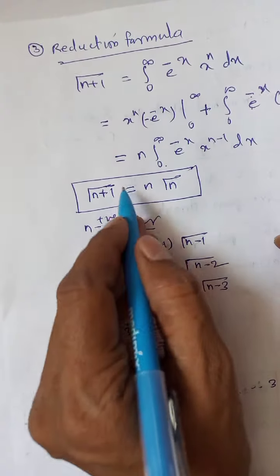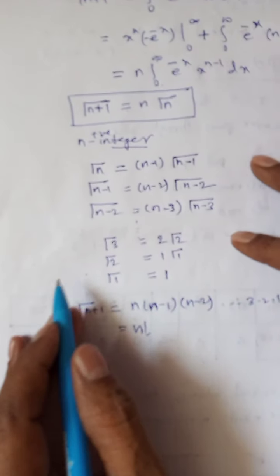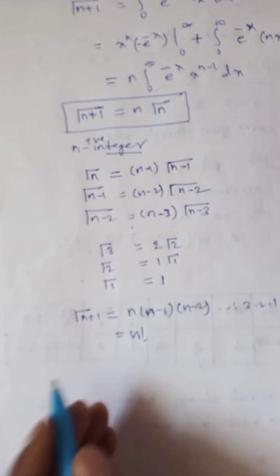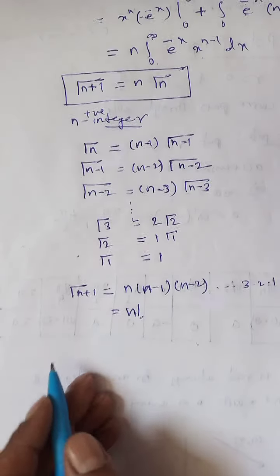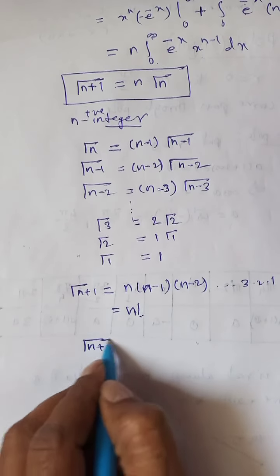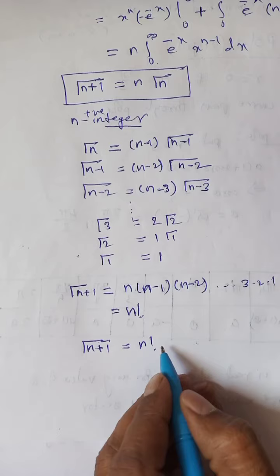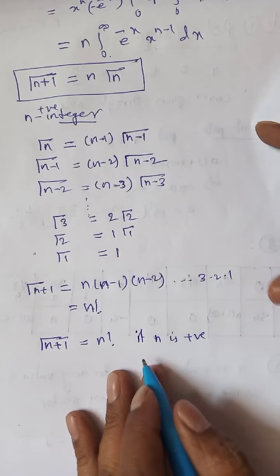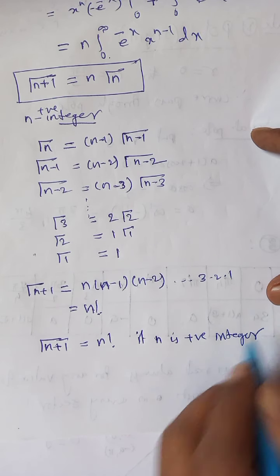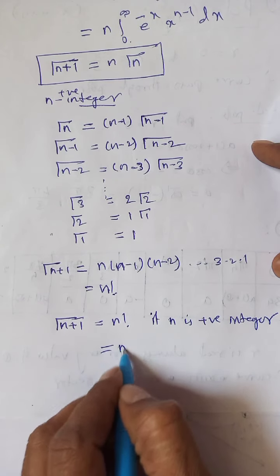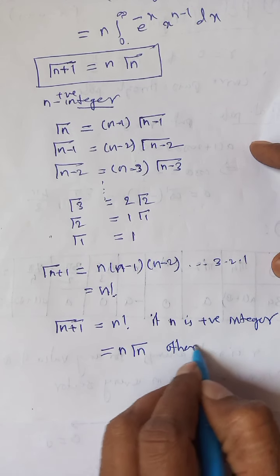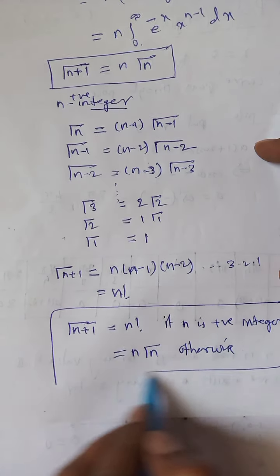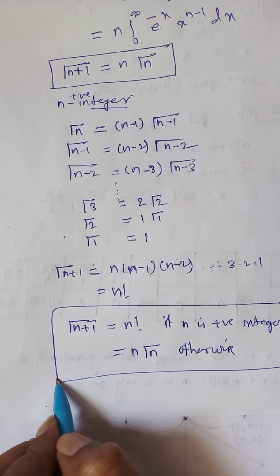So we can write this reduction formula, or this result, as: gamma n plus 1 is equal to n factorial if n is a positive integer, and it is n into gamma n otherwise, right? So this result is important here to find out the value of gamma n.